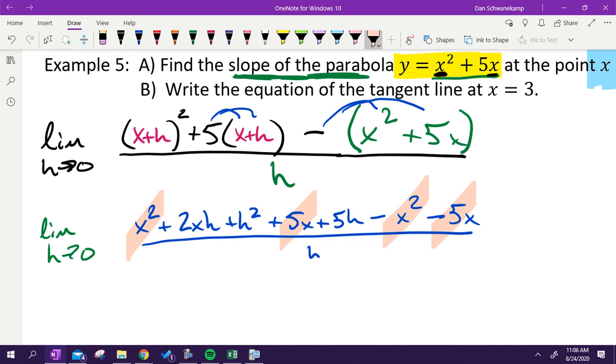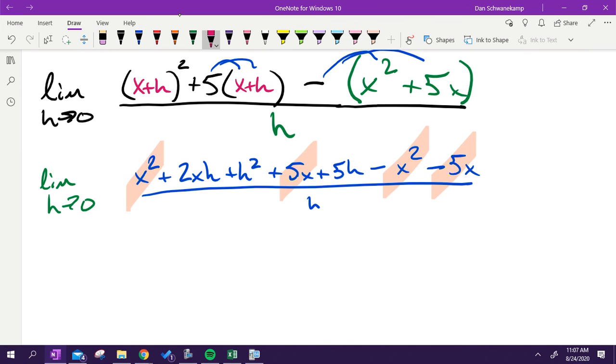Does everything that's left have an h in it? Then we're doing it correctly. Okay, everything we have left has an h in it. This, and this. So my next step is going to be factoring out an h. So if I factor out an h on top, Macy, what's going to be left?